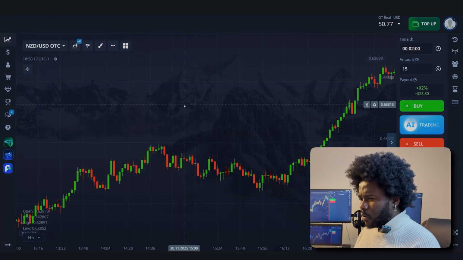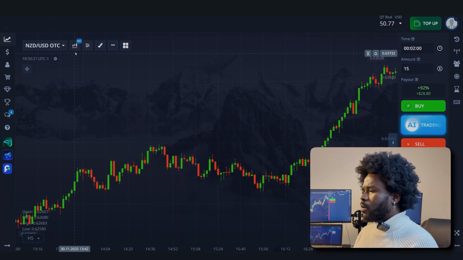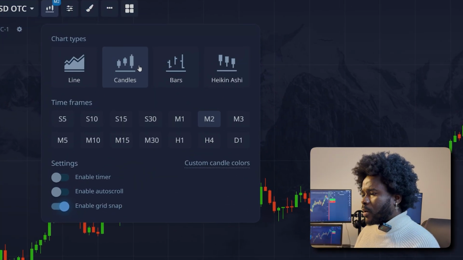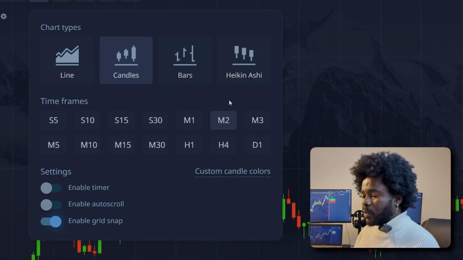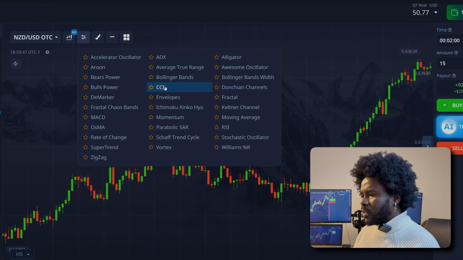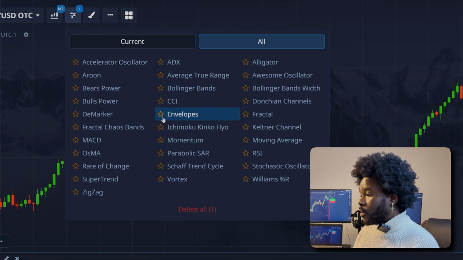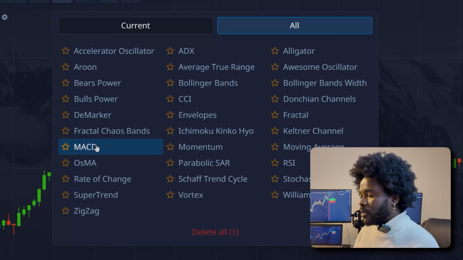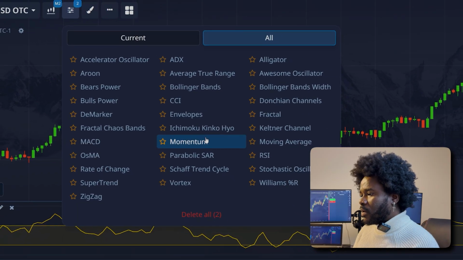Before I show you how this strategy works, I will set up the platform. This is an important step. Chart type: candles, the time frame will be 2 minutes. Today's indicator combination: CCI High confirms the moment without extra noise, MACD catches early movement change, and Parabolic SAR gives a clear direction.